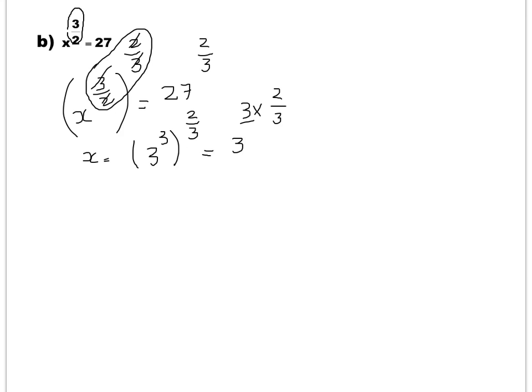Now 3 is really 3 over 1. To multiply fractions, you multiply the numerators divided by the product of the denominators. This is going to give you 3 exponent 2, which is going to be 9. So the solution to this exponential equation is x is equal to 9.